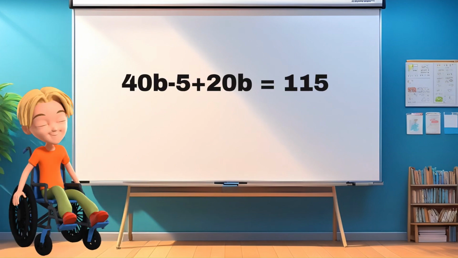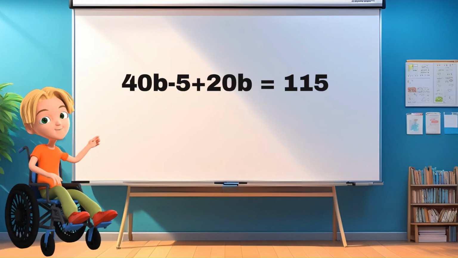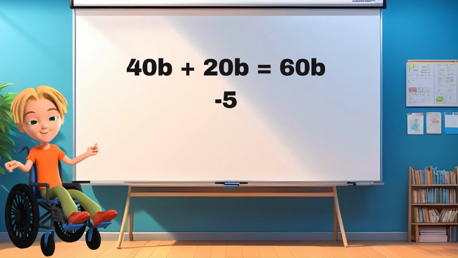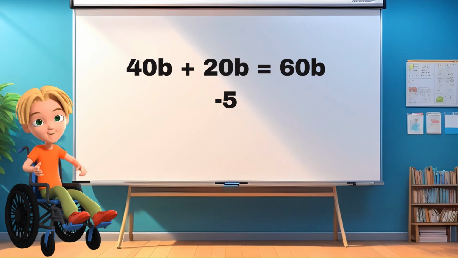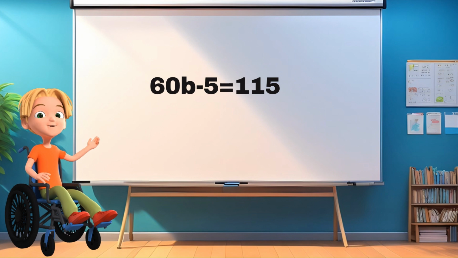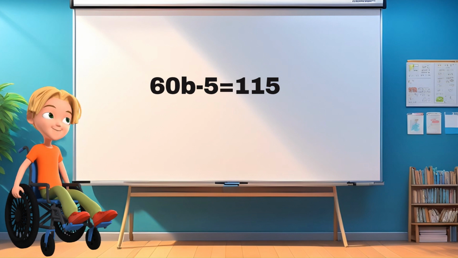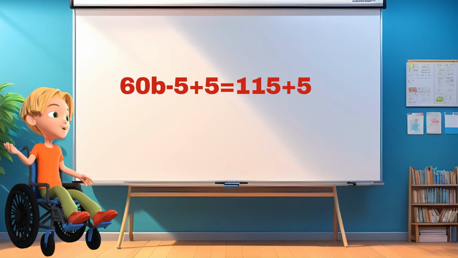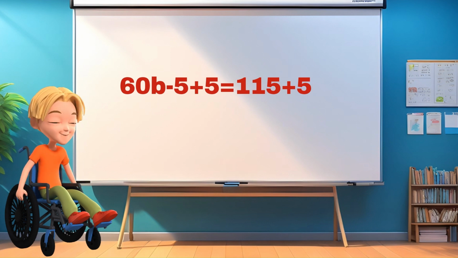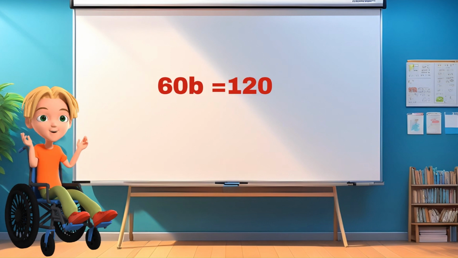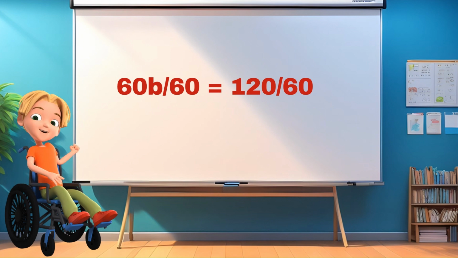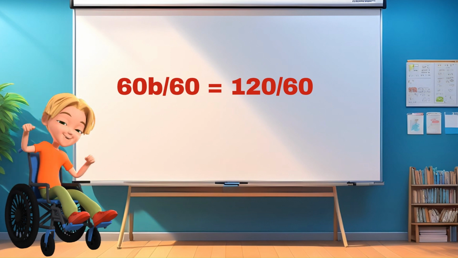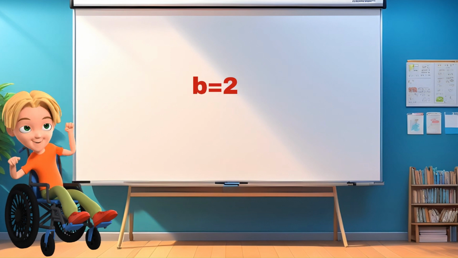It is a similar case here as well. We add 40b and 20b, giving us 60b. We leave the minus 5 as it is. Our equation now becomes 60b minus 5 is equal to 115. Just like before, we get rid of minus 5 by adding 5 to both sides. Now the equation is 60b equals 120. Divide both sides by 60 to isolate b. b will then be equal to 2.